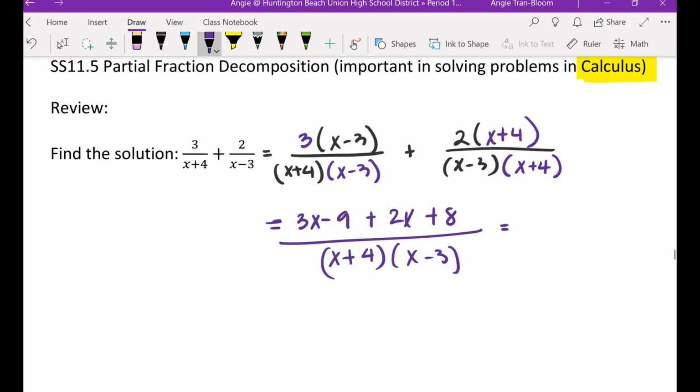Combine like terms on the top, so that's going to be 5x minus 1. So in Algebra 2, you would say, okay, this is my final answer. Oops, 5x. Whoa, almost. This is x plus 4 times x minus 3.